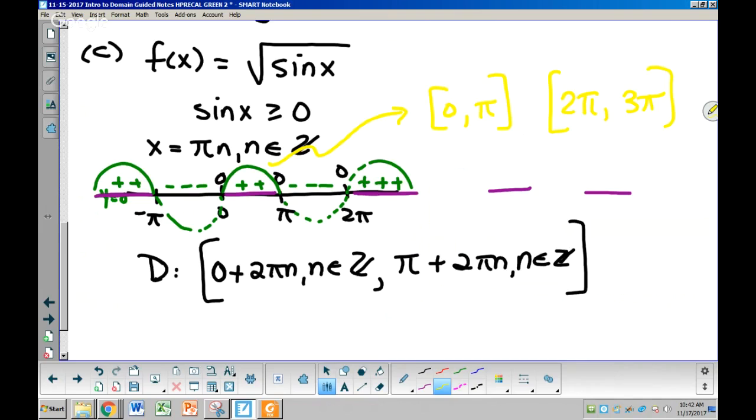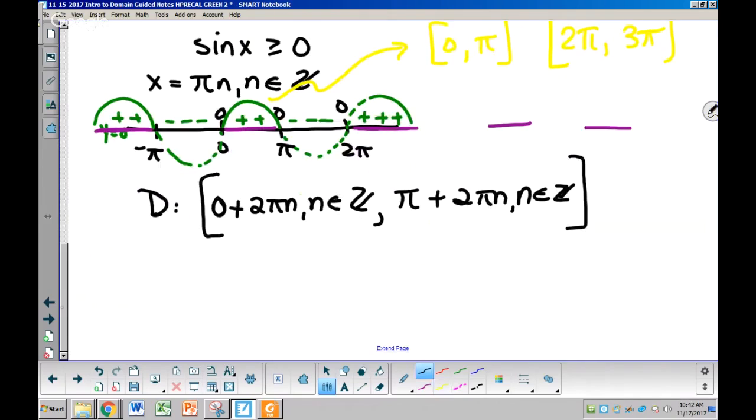Let n equal 0. You get 0 to pi. That's the first one. Let n equal 1. 2 pi. You see how that's covered? Do you only do the square root thing on the ranges? Yes. Okay, now let's do a slight variation.